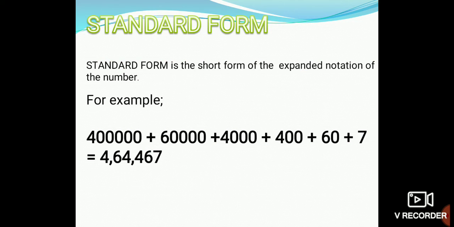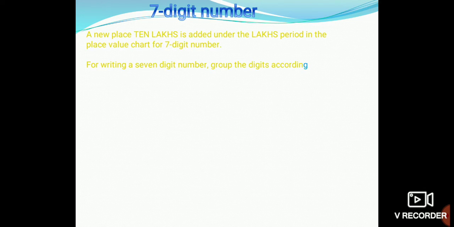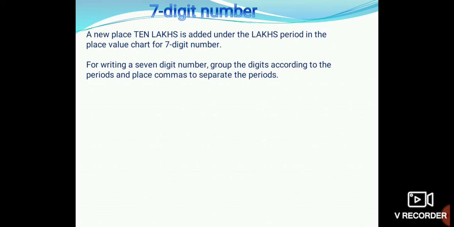Standard form. Standard form is the short form of the expanded notation of the number. For example, 4 lakh plus 60,000 plus 4,000 plus 400 plus 60 plus 7 will become 4,64,467. 7 digit numbers. A new place, 10 lakhs, is added under the lakhs period in the place value chart for 7 digit numbers. For writing a 7 digit number, group the digits according to the periods and place commas to separate the periods.